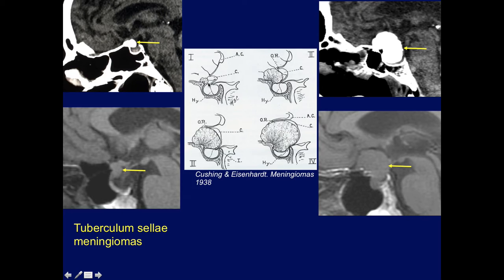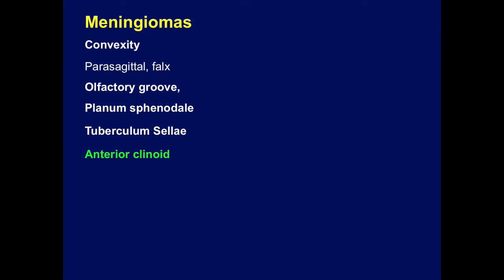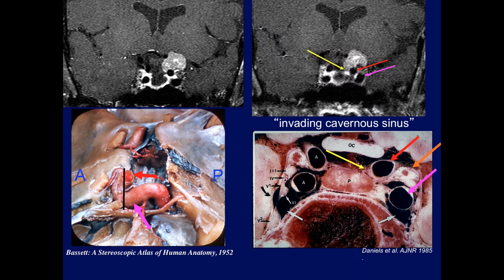And on the diagram by Cushing, we can see the progressive involvement of the chiasm being deformed by this increasing size tubercular meningioma. And that's why these lesions are important for visual issues. Now, I've so far covered convexity, parasagittal, falx, olfactory groove, planum sphenoidale, tuberculum sellae, and last week I talked a little bit about the anterior clinoid and the importance of these lesions for visual issues.